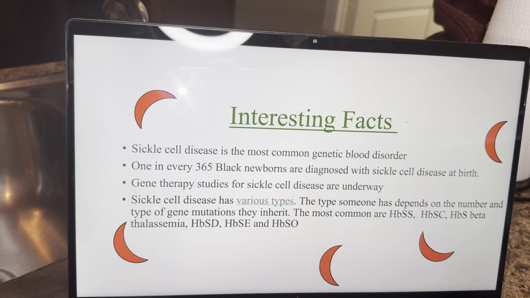Sickle cell disease also has various different types. The type someone has depends on the number and type of gene mutations that they inherit. So the most common are HBSS, HBSC, HBS beta thalassemia, HBSD, HBSE, and HBSO.